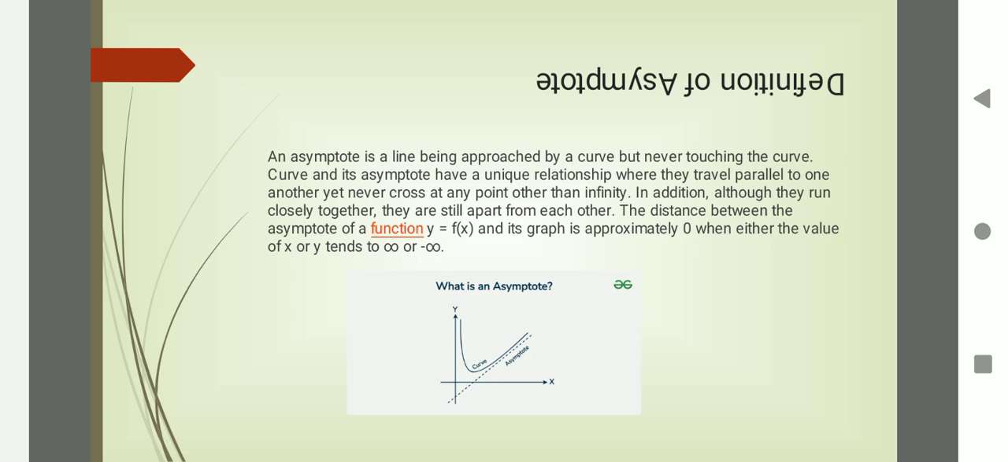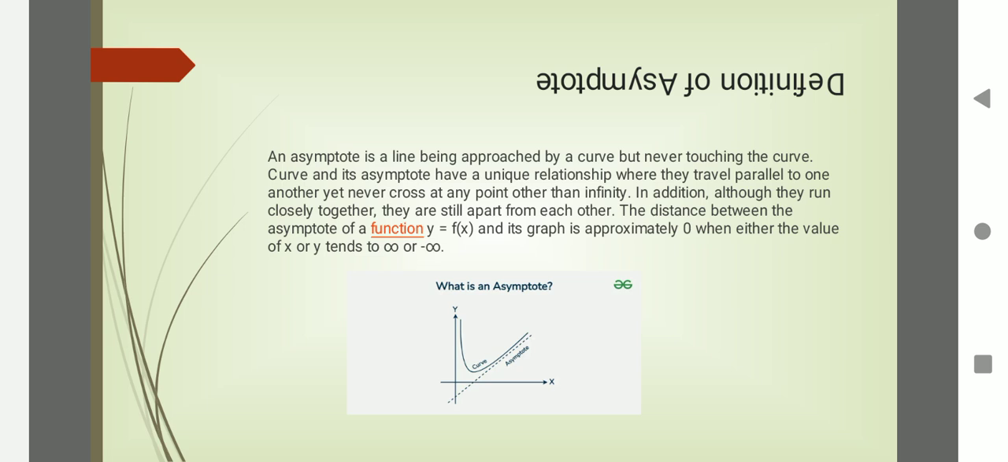Now the definition of an asymptote. As we have already discussed previously, an asymptote is a line being approached by a curve but never touching the curve. You can see in the figure, a curve is given and the dotted line is the asymptote. An asymptote is a straight line which never touches the curve, it goes parallel with a very little gap, or very little distance, from the curve.